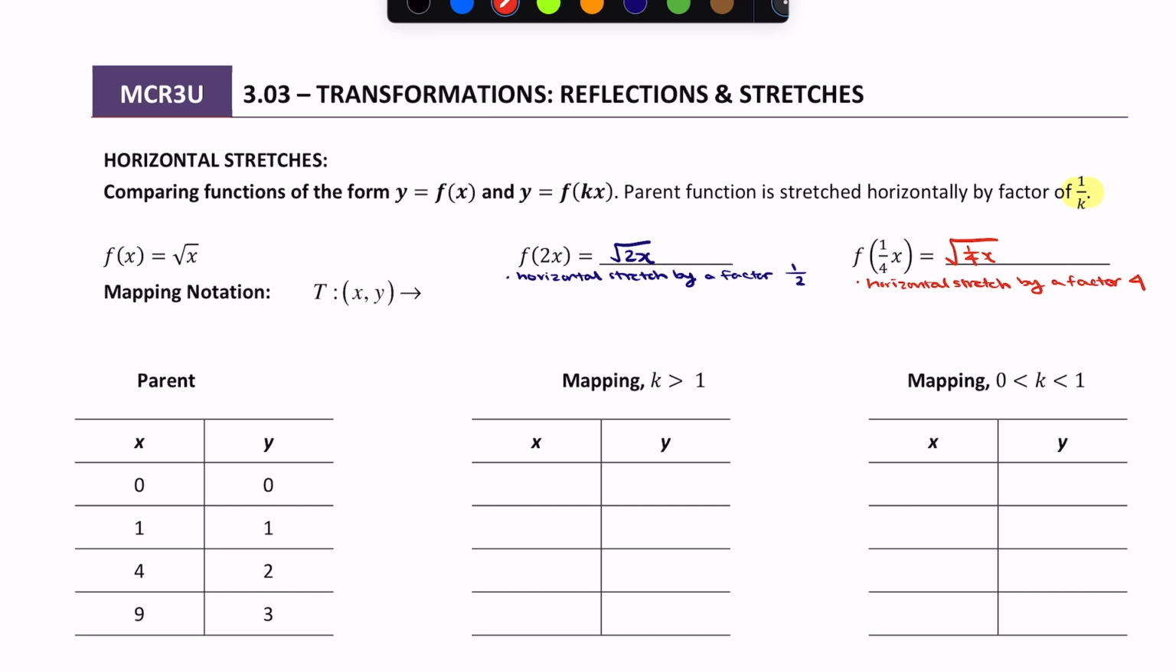So here, when we look at our mapping notation, this time it's going to affect our x values. So here, we don't write what the k value is, but we write what's actually happening. We see that's a horizontal stretch by a factor of 1 over 2. So instead of writing 2x, which is what we would see in the equation, we write what's actually happening. So here, it's 1 over 2 x, y, and our y values stay the same. And here, same thing. We would write 4x, y.